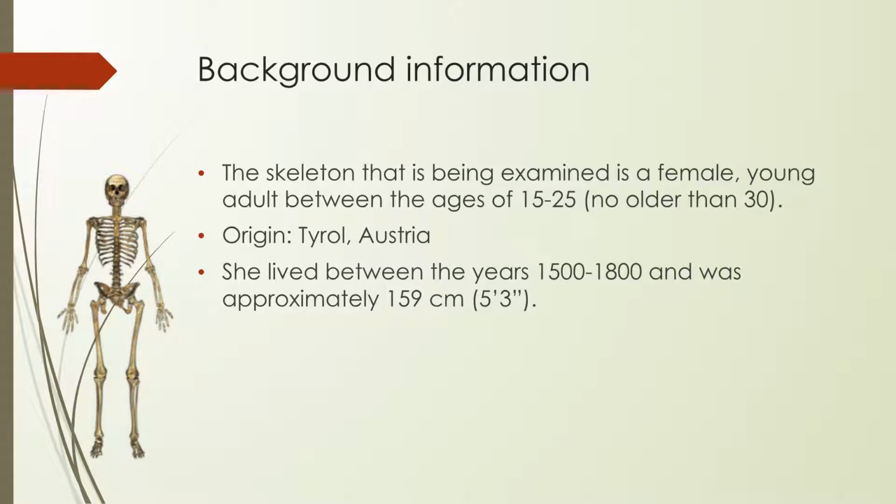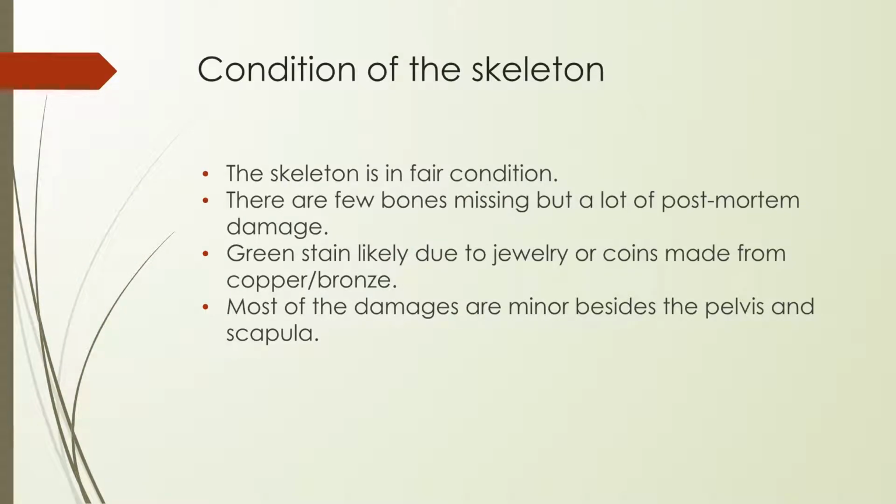The skeleton that is being examined is a young female adult between the ages of 15 to 25 and no older than 30. Their origin is in Tyrol, Austria. She lived between the years 1500 and 1800 and was approximately 159 centimeters. The skeleton was in fair condition. There are a few bones missing, but a lot of post-mortem damage.